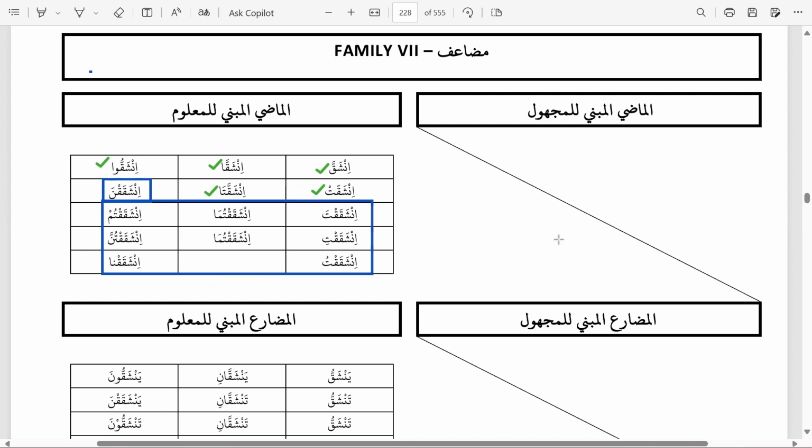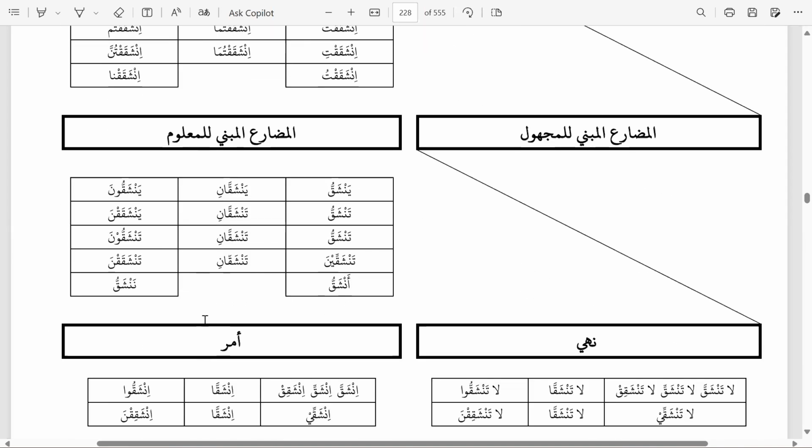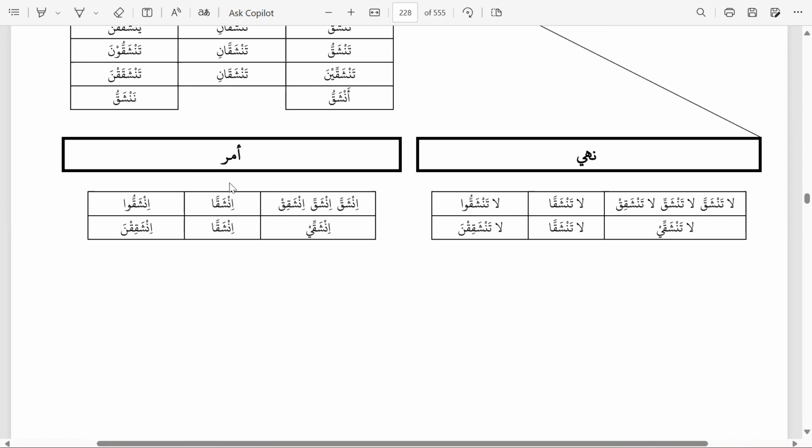And there is no passive form for past passive and even present passive. In present active, you can see yashqaqna, tashqaqna. Otherwise, you can see shadda in all other versions, all other sigat. The same observation applies in commanding and nahi.